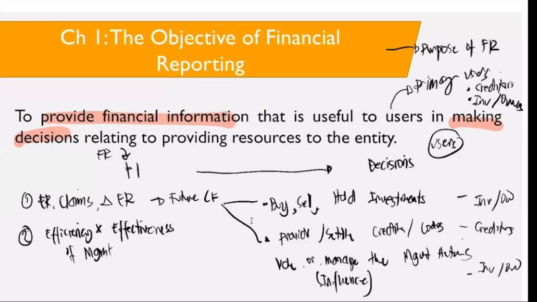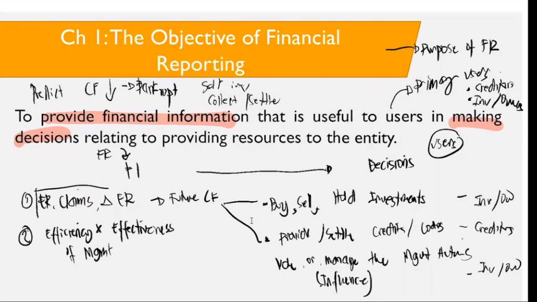So for example, if you can predict that in the future the cash flows will go down, that perhaps based on this cash flow the company will go bankrupt, then what should you do? As the owner, you should sell your investment. As the creditor, you should collect or settle the credit or the loan. Because based on the economic resource, based on this financial statement, we have here your future cash flows.